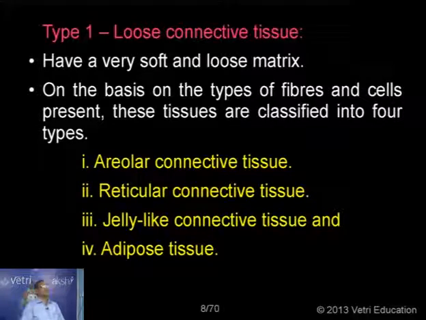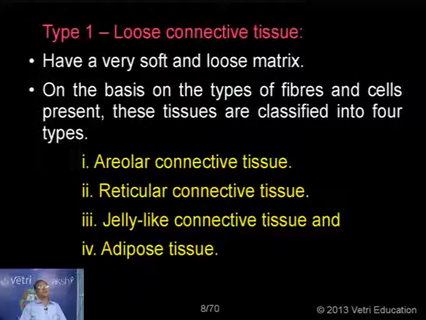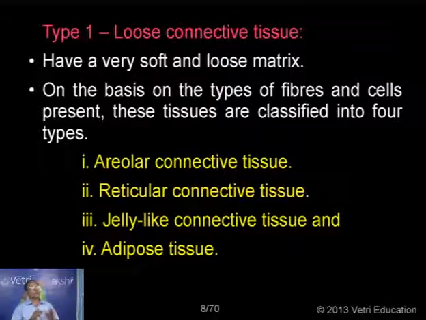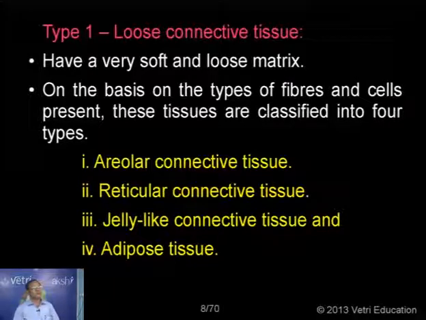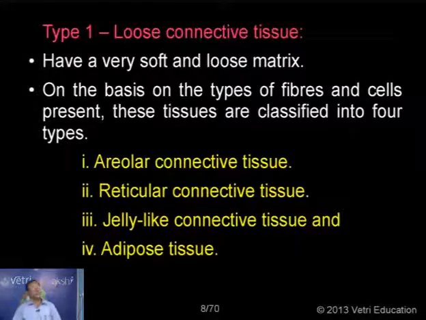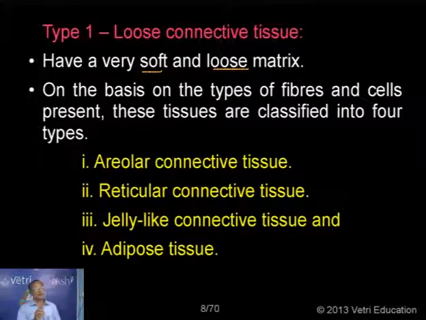Now under connective tissue proper, loose connective tissue. The name is given because it contains a large amount of matrix in which the cells are found scattered, placed wide apart, with a large amount of space between the cells. That is why it is called loose connective tissue. Also the matrix is soft in nature. So it has a very soft and loose matrix, having only a fewer number of cells and fewer fibers.